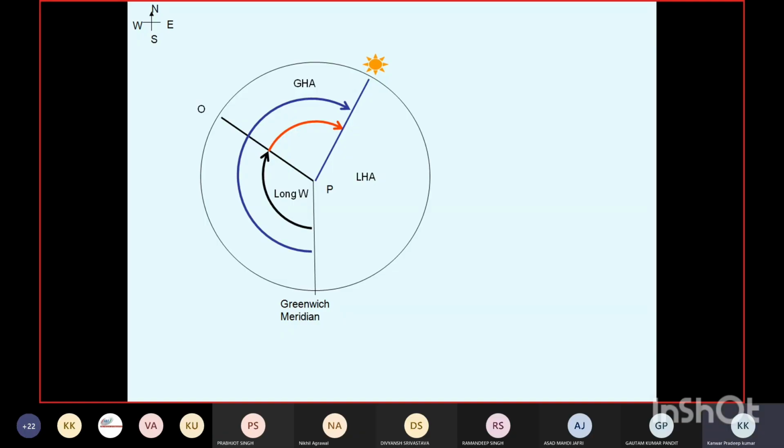So what formula are we getting? If you want LHA, LHA is equal to GHA minus west long. On the board I had made east long, which was plus. So if it is west long, it has to be subtracted from the GHA to get the LHA.